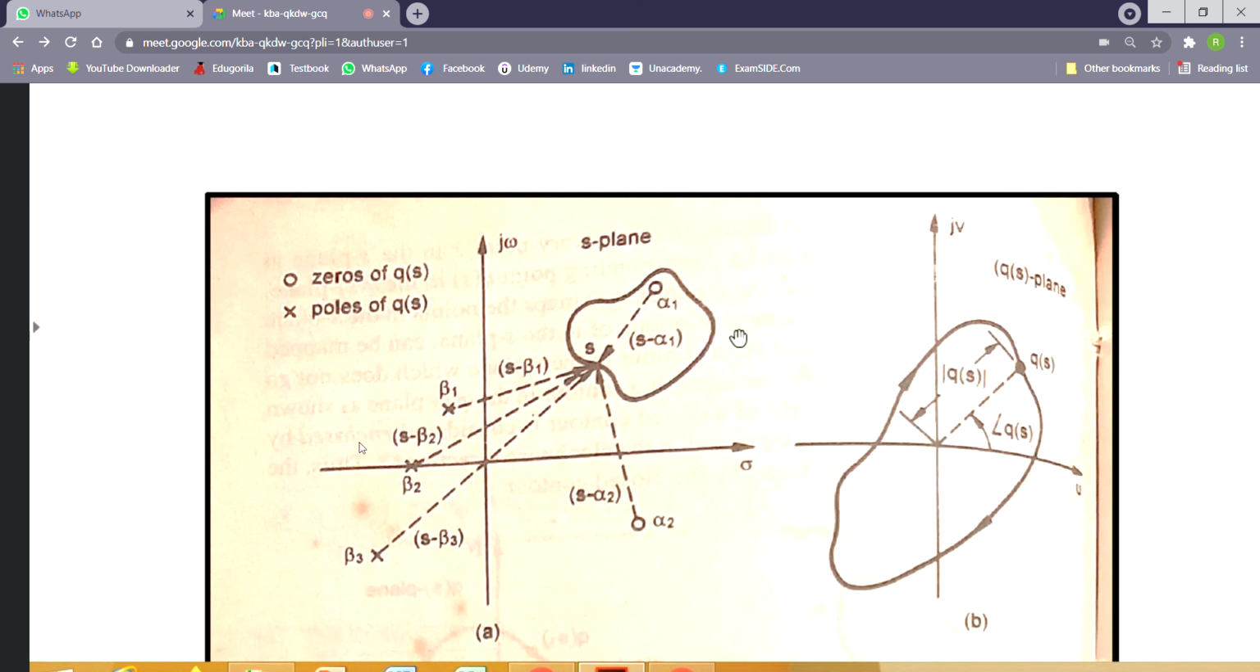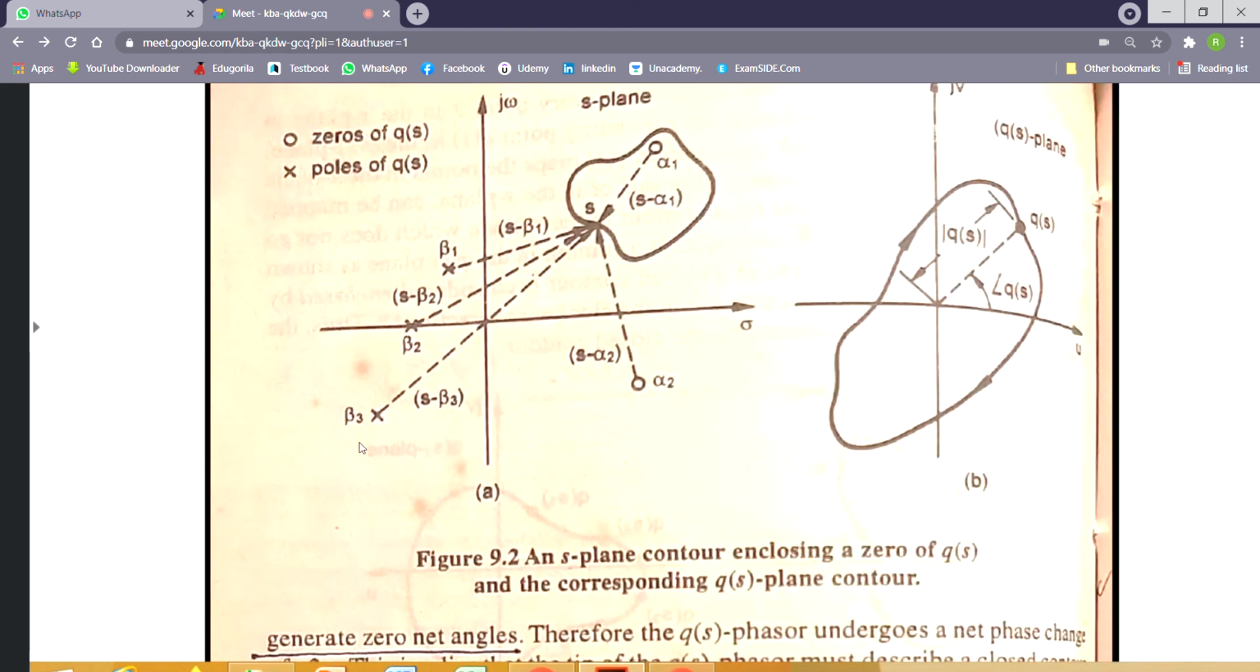So, what is our observation? If one single zero of QS is enclosed by the S plane contour, then the corresponding QS plane contour will encircle the origin of the QS plane once in a clockwise direction.